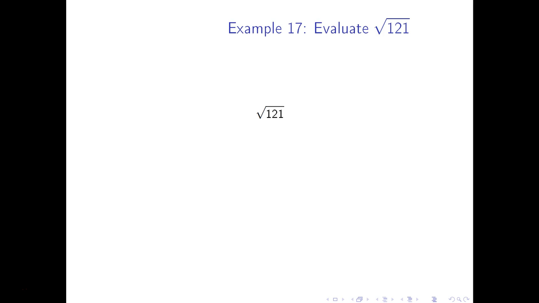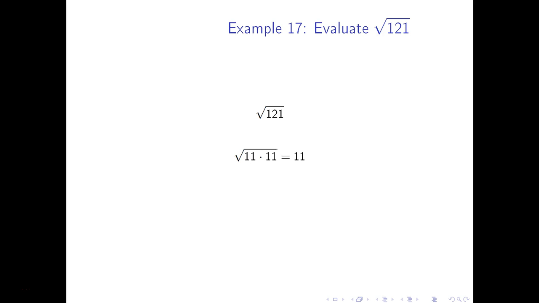Well, if you test numbers 1, 2, 3, well, 1 goes in, but 2, 3, 4, 5, 6, 7, 8, 9, and 10, none of those go into it, but 11 does. So in fact, I have 11 times 11. Thus, the square root of 11 times 11 is just 11, because I'm asking what number squared is 121. So 11 squared is 121, so the square root is 11.